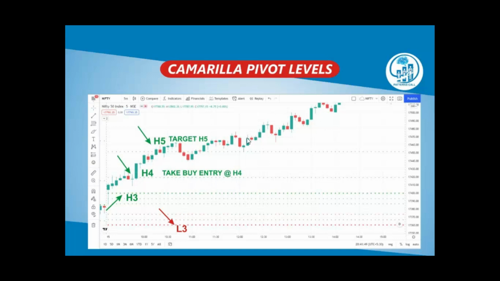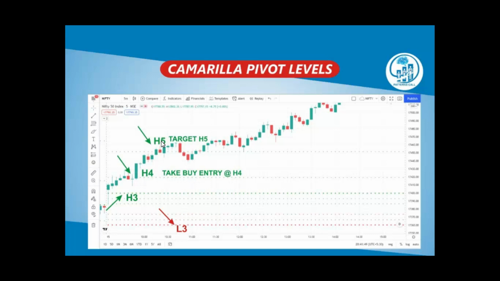This time we will be using the 8 EMA and 20 EMA. This moving average secret is already covered in our channel. If you have not seen that video, just go through our channel and check the list. Take a buy entry at H4. The target is H5. The basic levels H3 and L3 are very important.